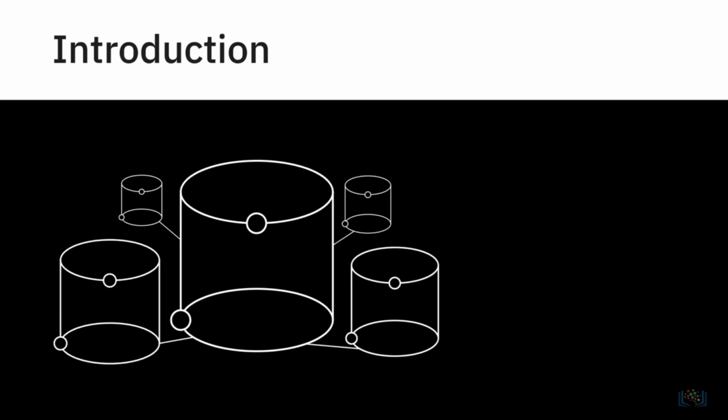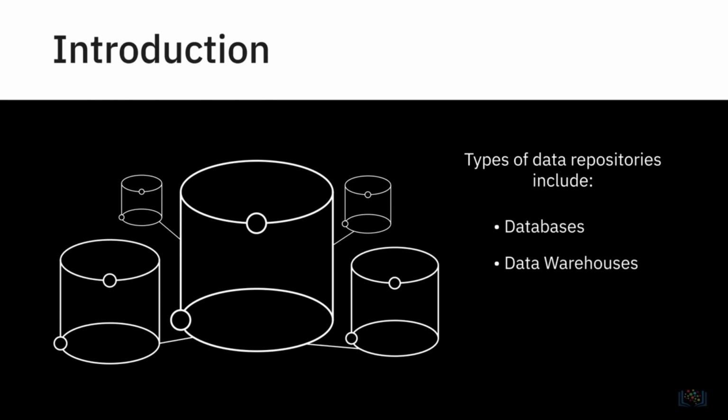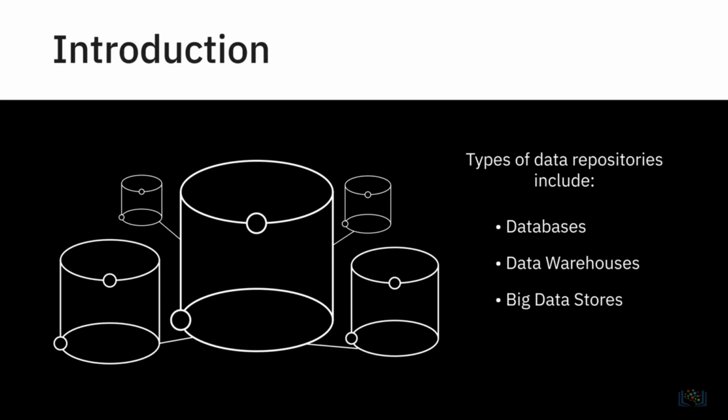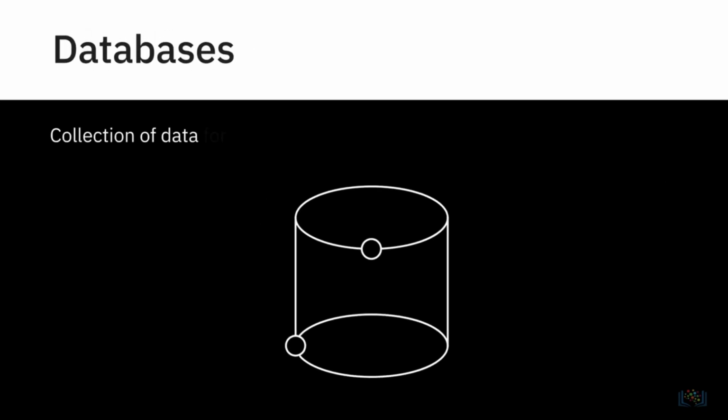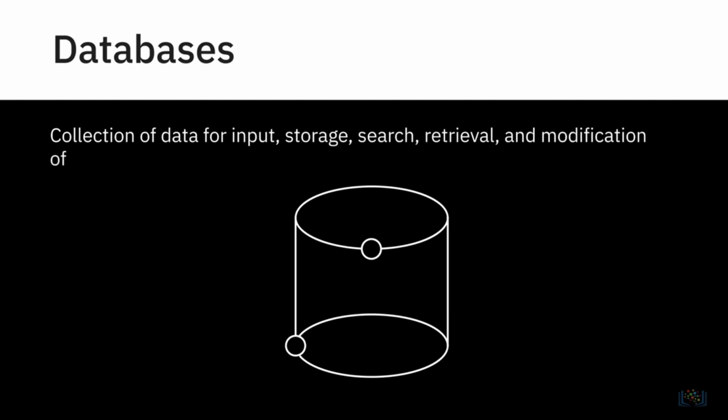In this video, we will provide an overview of the different types of repositories your data might reside in, such as databases, data warehouses, and big data stores, and examine them in greater detail in further videos. Let's begin with databases. A database is a collection of data or information designed for the input, storage, search and retrieval, and modification of data.